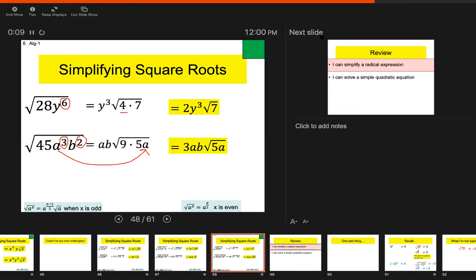Why are you leaving the 5 there and not doing anything with it? Because it's still the square root of 5, right? It's not a perfect square. Oh, right. Okay. So I can take the square root of 9, but not of 5.